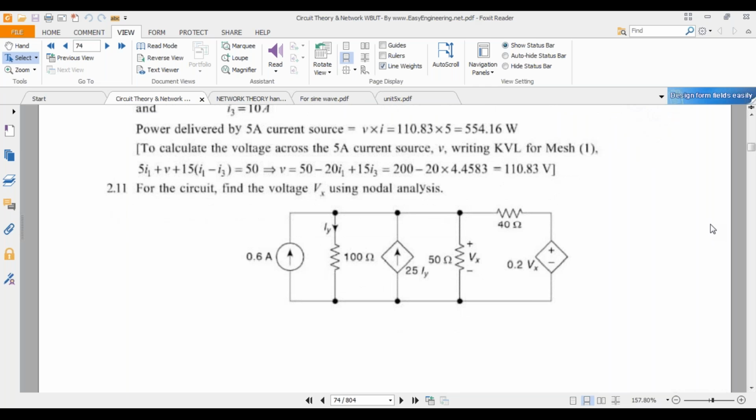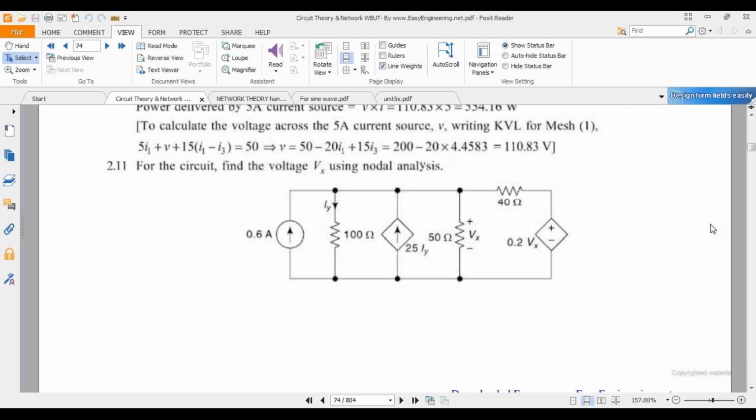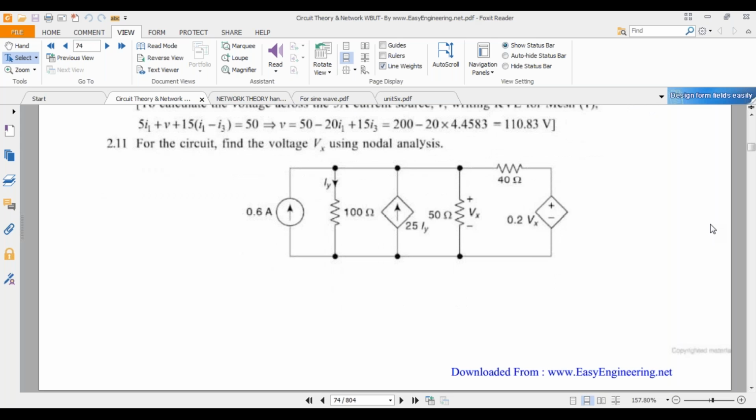Now for example, if we take this circuit here, in this circuit we have one dependent source here, and a second dependent source is also present in the circuit here. Now in this circuit, we need to find the voltage Vx value by using nodal analysis or KCL equations.